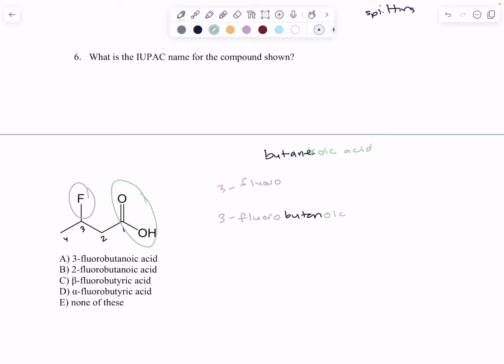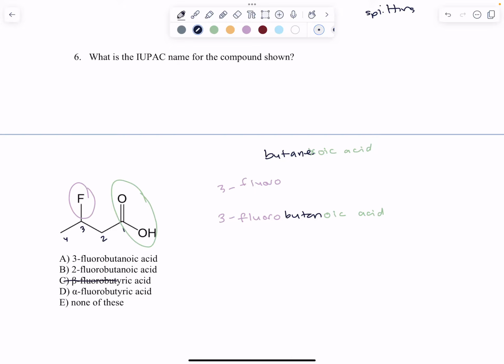3-fluoro-butanoic acid is the full name I would go for that. So I usually name it before I even look at the multiple choice questions, just because that helps me be a little bit more confident that it's right. But if you're not sure, the first thing I look for is, are any of them not butane? All of these are butane, so that doesn't help me.